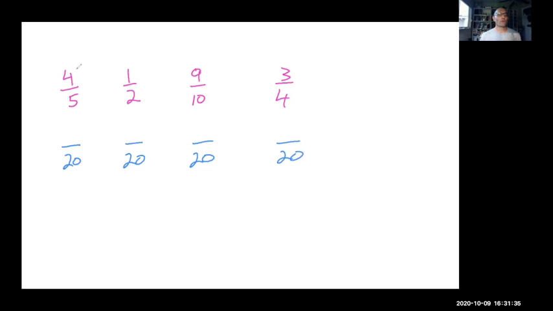Okay, so 4/5, 5 times what is 20? 5 times 4 is 20. 4 times 4 is 16, so that's going to go there. 1/2, well, I just know 10 over 20 is the same as 1/2. 9, okay, well, let's see. 10 times 2 is 20, so 9 times 2 is 18. 4 times 5 is 20. 3 times 5 is 15.